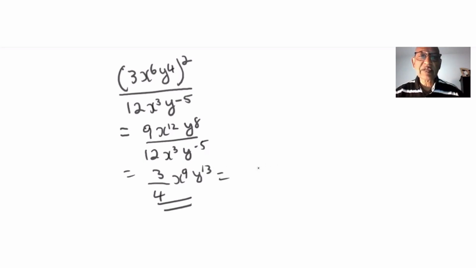We can write it this way, or I can write it as 3x^9 y to the power 13 over 4. They are the same. Okay, that's it.